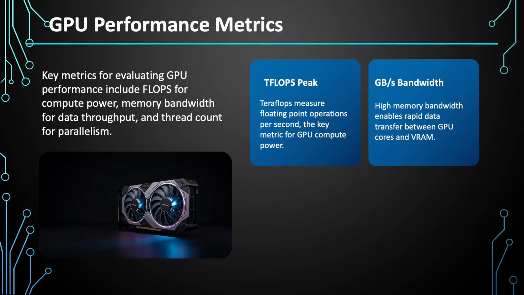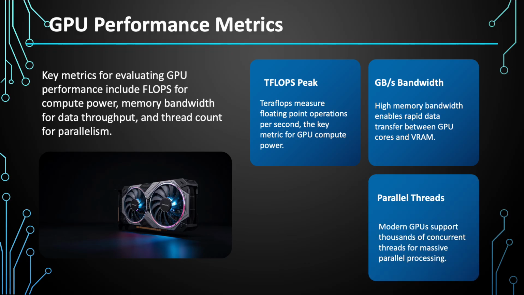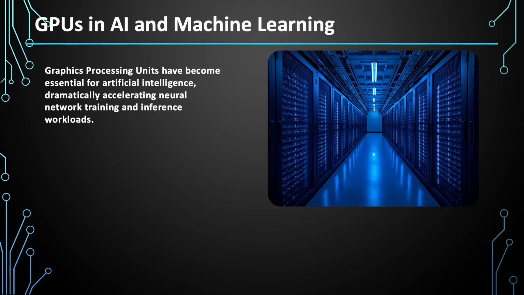High memory bandwidth enables rapid data transfer between GPU cores and RAM. Modern GPUs support thousands of concurrent threads for massive parallel computing. One of the examples of a GPU is NVIDIA's flagship RTX.